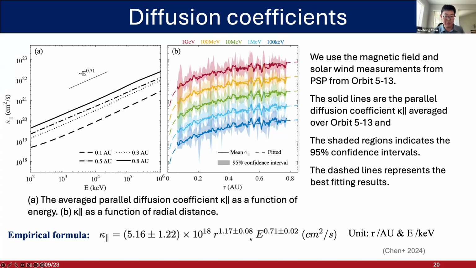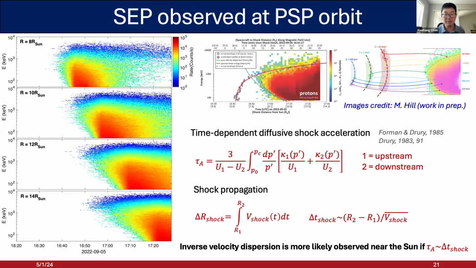We use this formula in our particle model, and we try to simulate the time intensity profile of the SCPs. The left figure shows the simulation result. We collect the particles from different star radii and see how the intensity profile evolves as a function of radial distance. The top panel shows the SEP time intensity profile detected from about 8 stellar radii to about 14 stellar radii.